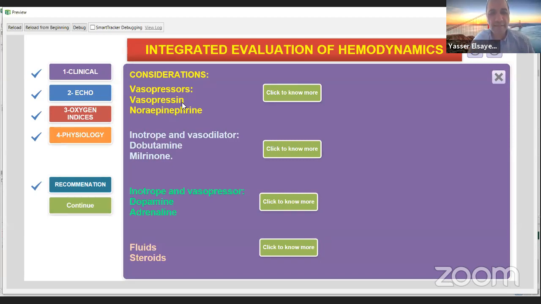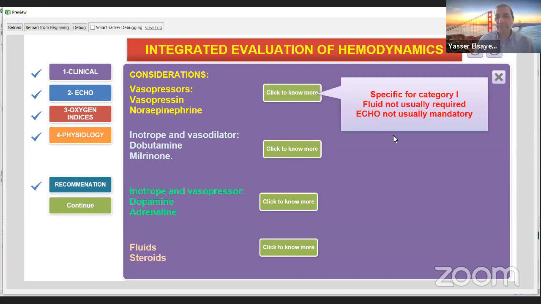Vasopressors is either vasopressin or norepinephrine. And this can be used in category number 1, the vasodilator shock. Echo is not very important because we are assuming in this category that the heart is pumping well, you have normal pulse pressure, and the main issue is a vasodilator shock. But if there is no improvement after you start vasopressin and or vasopressor, then you need to evaluate by echo.